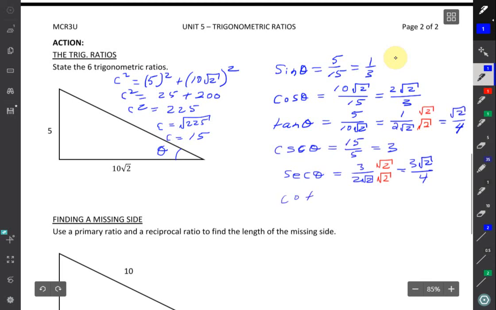Cotan of theta is equal to 4 over root 2. Now, one thing I want you to note is if I go back to here, before I rationalize this, I had 1 over 2 root 2. So I could take this and do the reciprocal because now my root will be in the numerator, and it turns out that I have 2 root 2 over 1, or simply 2 root 2.